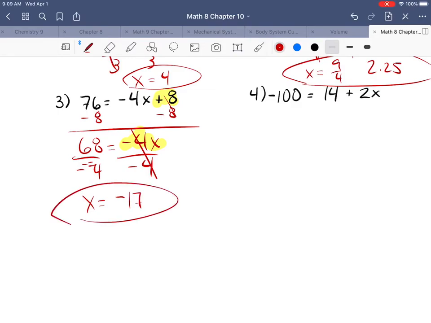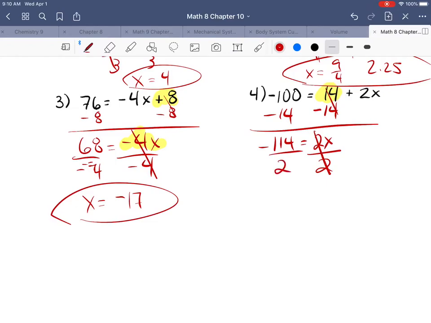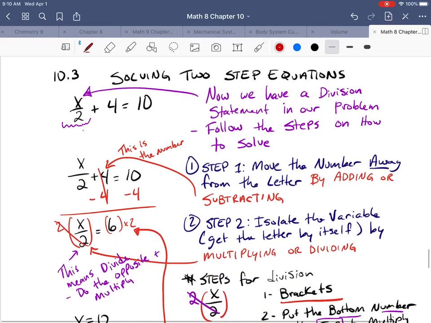Okay, cool beans. And then this one, I need to find my adding or subtraction piece, which this one is just positive 14. So I have to minus 14 from that side, minus 14 from that side. Negative 100 minus 14 is negative 114 equals 2x. Then I need to find my multiplier, which is 2x, divide by 2, and bam the bottom, divide by 2, and we have 114 divided by 2 is 57. And since it's a negative divided by a positive, it's negative 57. Cool. So check your answers, and let's move on to the next piece, which is 10.3.